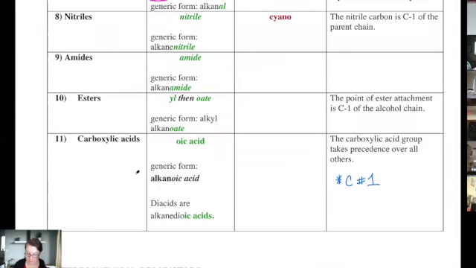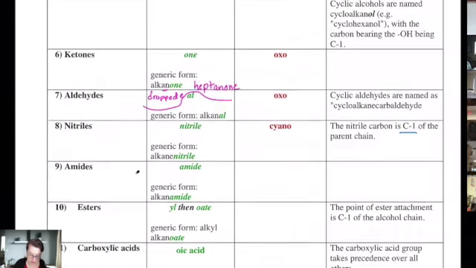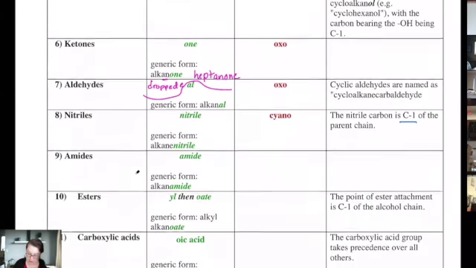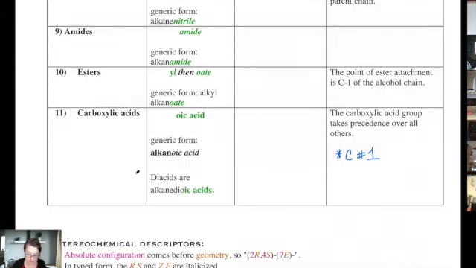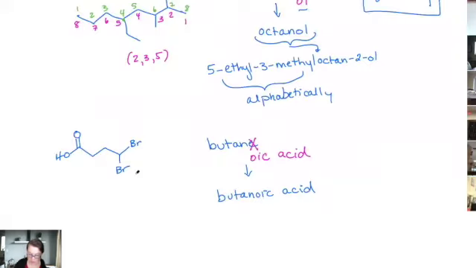Okay. And you'll see that a lot with some of these high priority groups. Nitrile, you'll also see that that gets carbon 1 of our chain. Aldehydes will also get carbon 1 of our chain, and we'll talk about that. Okay. So that's going to take one step away from us. We don't have to worry about numbering because that's going to be number 1, 2, 3, and 4.